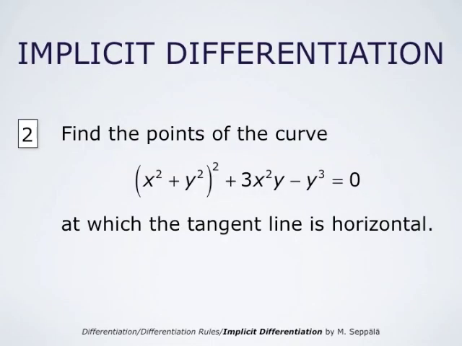In this example, we find the points of the curve (x squared plus y squared) squared plus 3 times x squared y minus y cubed equals 0, at which the tangent line is horizontal. We apply implicit differentiation. We do not even try to solve y in terms of x from this equation.